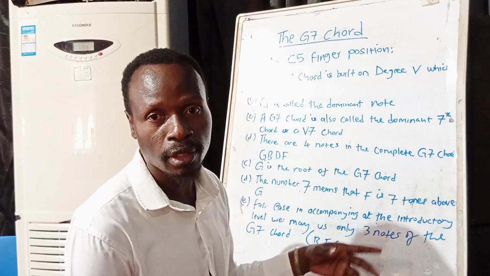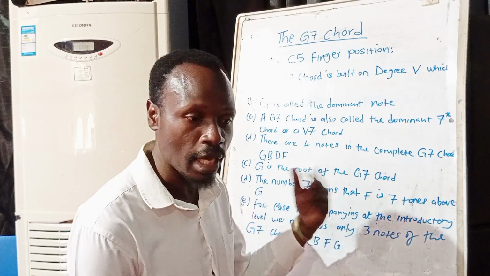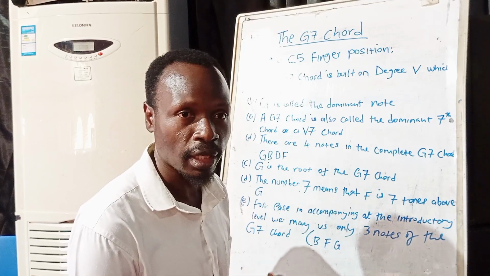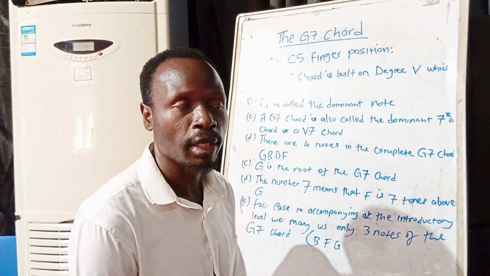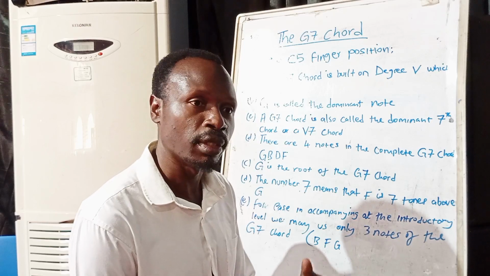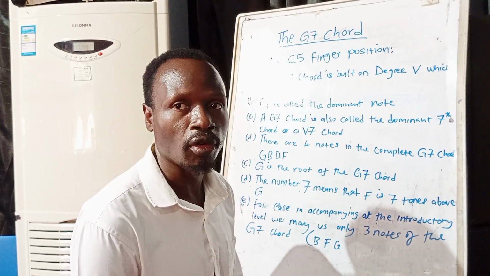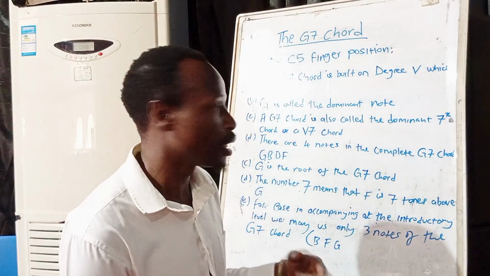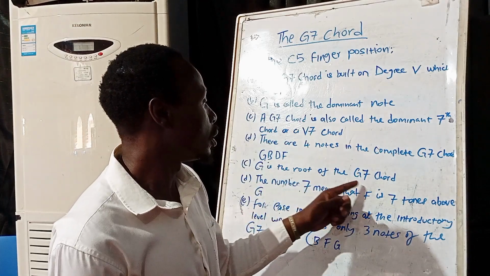Remember, we said the root gives us the name of the chord. So whenever the root is mentioned, you know that that is the name of the chord. Like C root will give us C chord, and it can be C major or C minor, maybe augmented or diminished. So the root will always give us the name of the chord. So G is the root of the G7 chord.